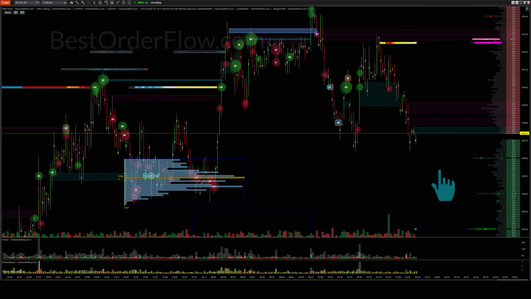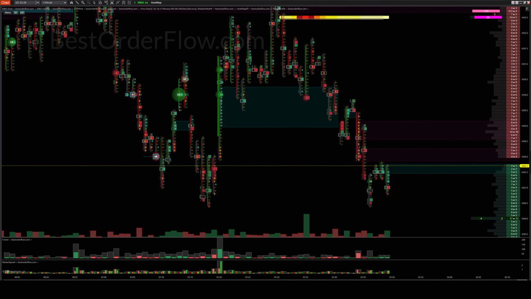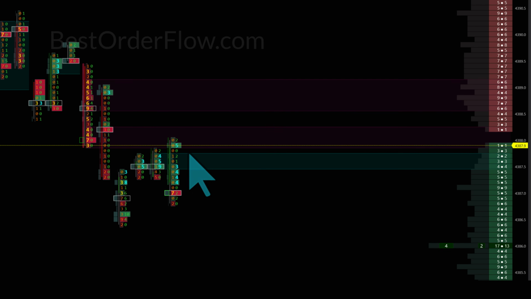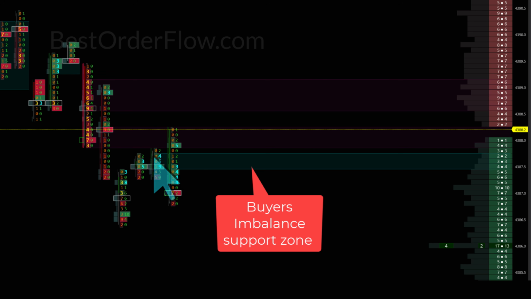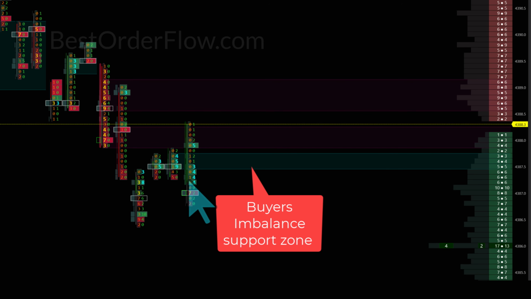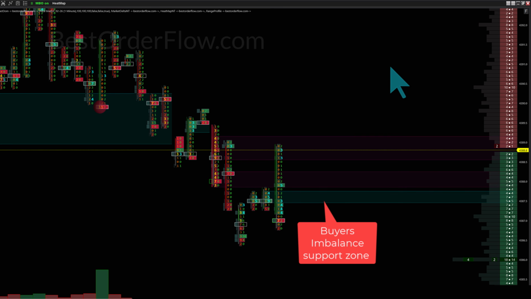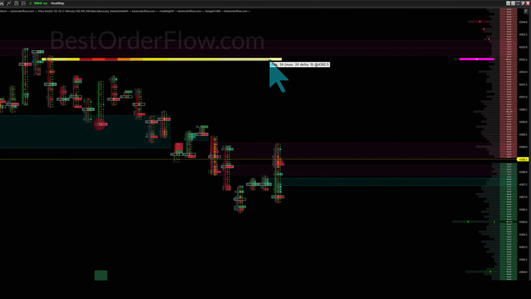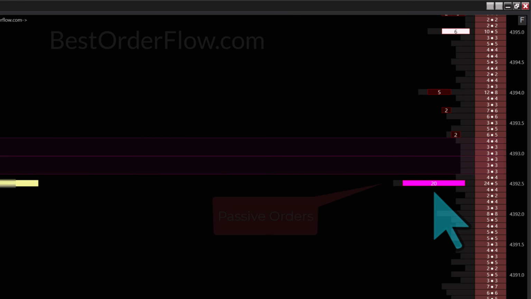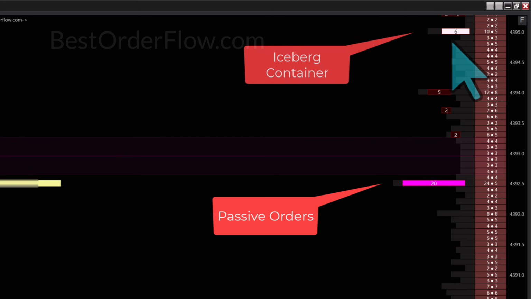We need to look more at the other indicators and the other context, what's actually happening on the footprint itself. So we can see that there's a buyers' imbalance zone right over here. The buyers become more active in this area. If the price goes higher than the sellers' imbalance zone, then we know the price has a bigger chance to move into a higher position and hit this liquidity, because somebody is present right now, as we can see on the market by order DOM. There are 20 lots sitting right here, and there is an iceberg at the very top.